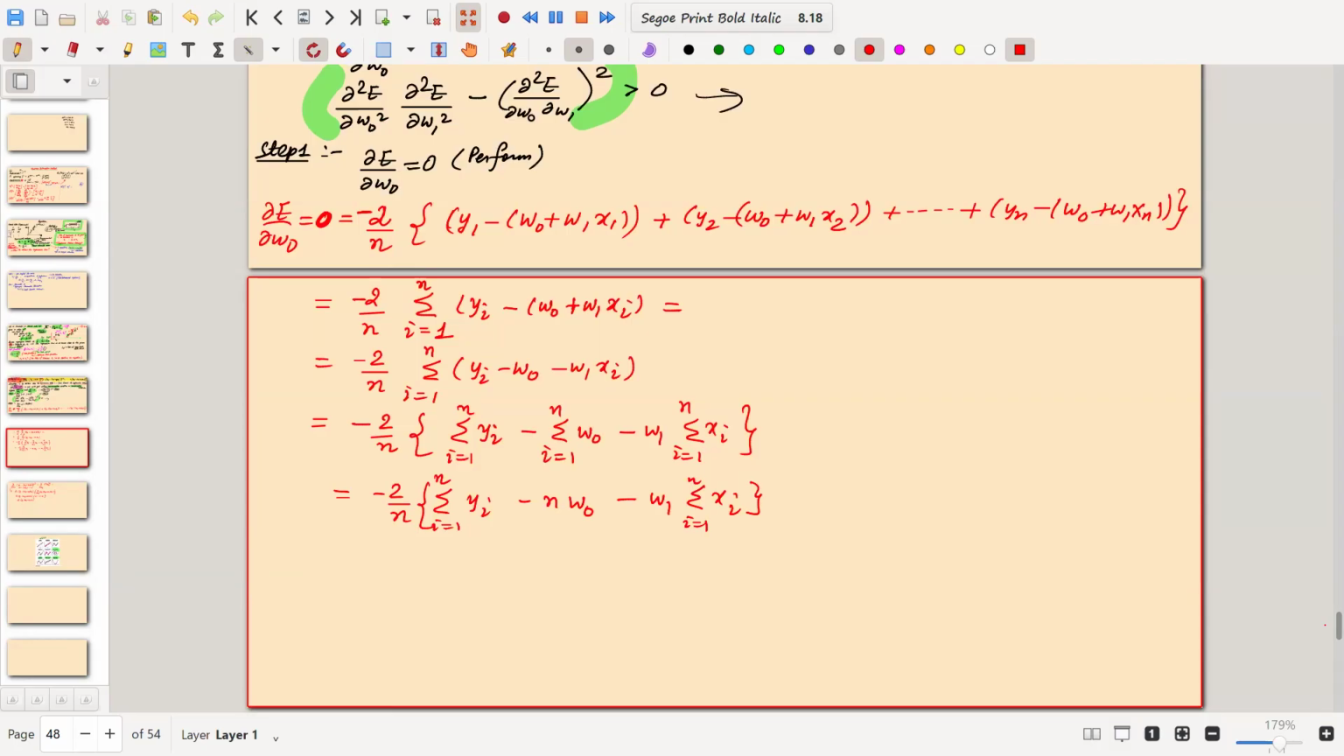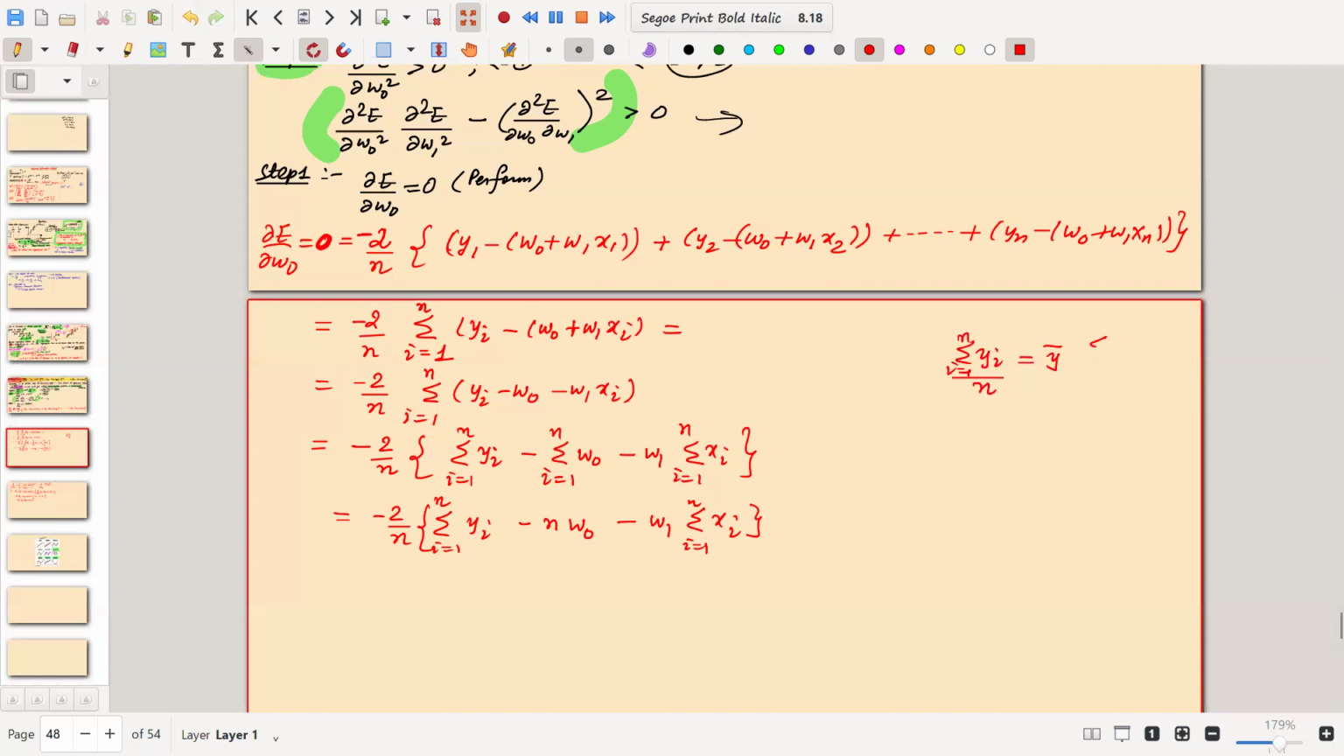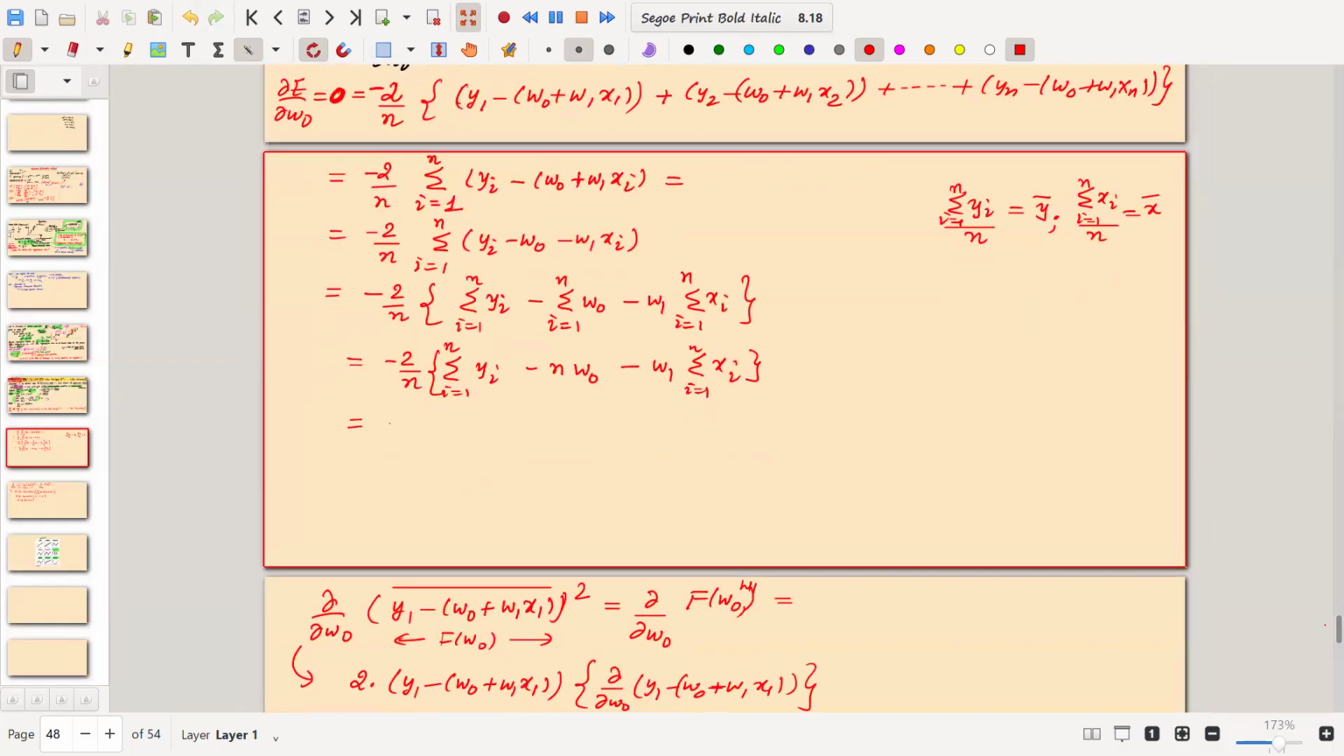You should be more confident. Yes, mean. Because summation of yi divided by n, i equal to 1 to n, is nothing but the mean, y bar. And summation of xi divided by n is nothing but x bar. Isn't it? This you already have. So therefore, instead of these, what can I write? Minus 2 by n. This is n y bar, right? Minus n w naught minus w1 n x bar.